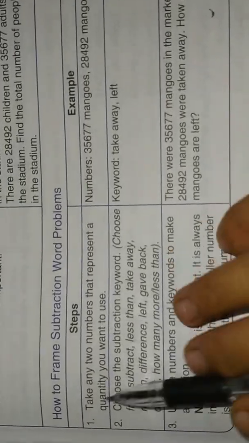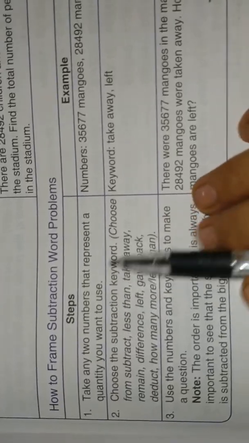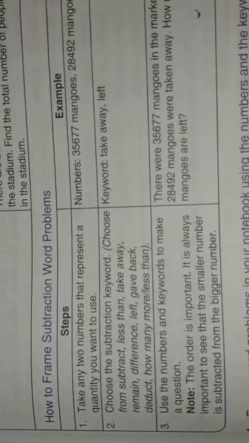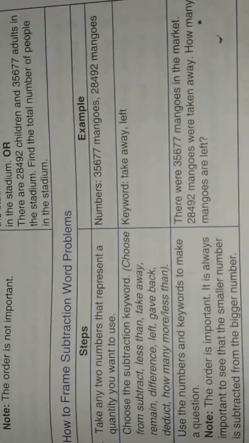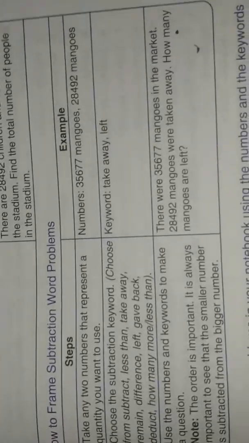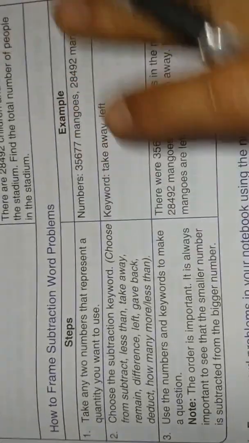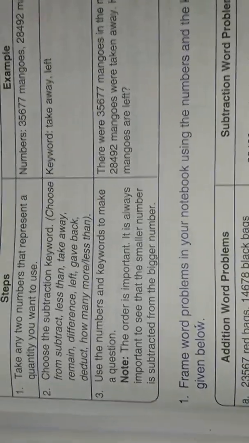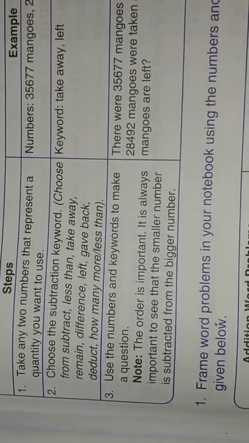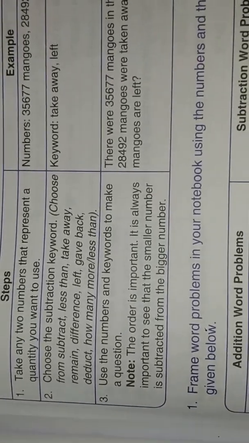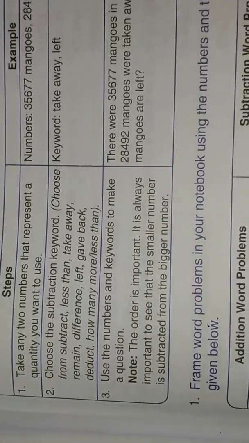So students, here we take two numbers that represent the quantity we want to use. First of all, we have to represent the quantity. So here the quantity is 35,677 mangoes and 28,492 mangoes. This one is a quantity. Okay. Now whenever we are using subtraction word problems, at that time we have to choose from subtract. So here are some keywords about subtraction.